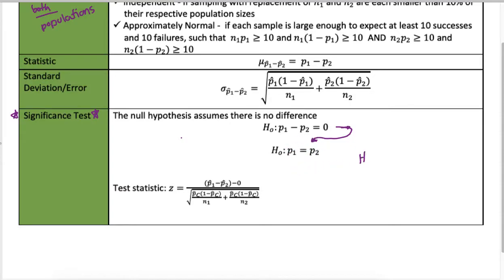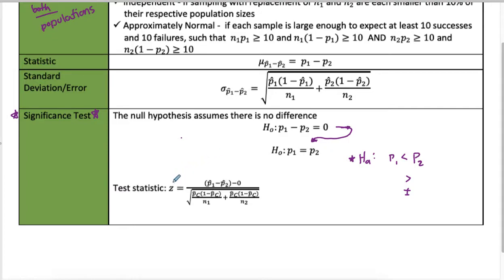That way my alternatives can say, oh, I think p1 is actually going to be smaller than p2, bigger than, or not equal to. And so that's kind of where I like to put this in the middle because I can see it easier for the alternative here.